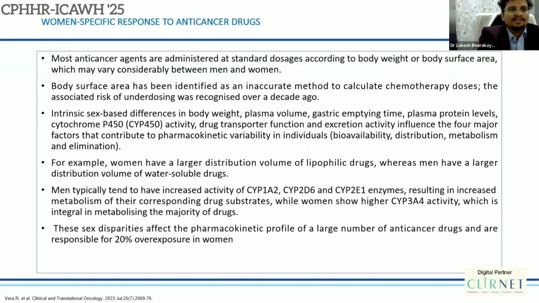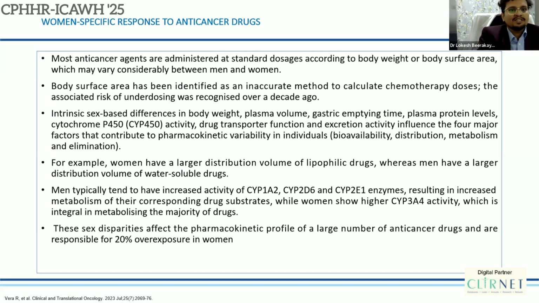So most anti-cancer agents are administered at standard dosages according to the body weight or the body surface area, which I think may considerably vary between men and women. Also, the body surface area has been the guideline; many guidances mention the body surface area. Because of that only we calculate the doses and give the chemotherapy. So this is also something we need to focus upon.